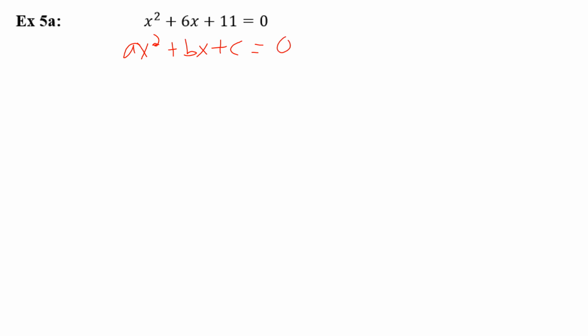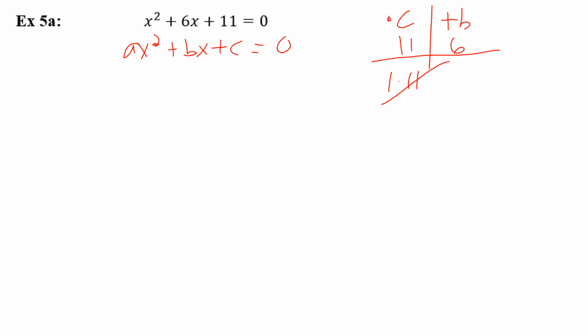So maybe we can factor, right? So if you remember how to factor, we want two numbers that when we multiply give us c, but when we add give us b. c is 11, b is 6. The only factors of 11 are 1 and 11, and there's no way that we can add 1 and 11 to get a 6. So this is actually impossible for us to factor out. So then we have to come up with a different way.